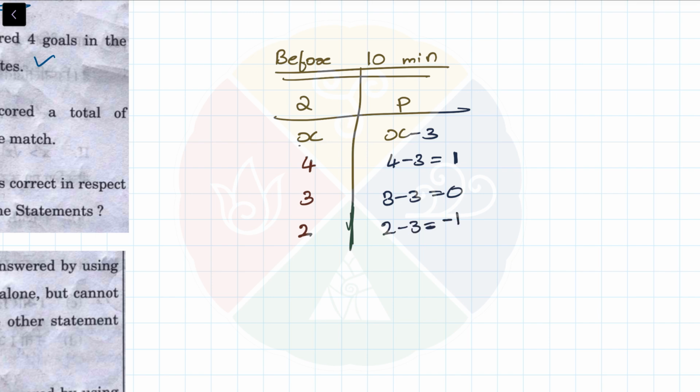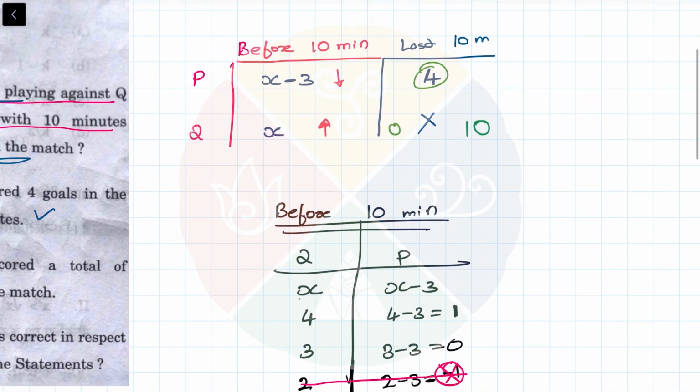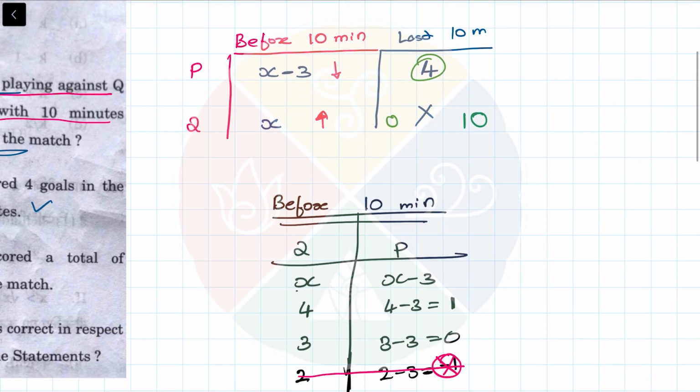This is not possible, because in football there is nothing like a negative score. There is a self goal, but that is just a goal for the other team. So the negative goal does not exist. So Q cannot score any goals less than 3. Q can score any goal 3 or above. Now if that is the scenario, it doesn't matter if you don't have the information of the last case.